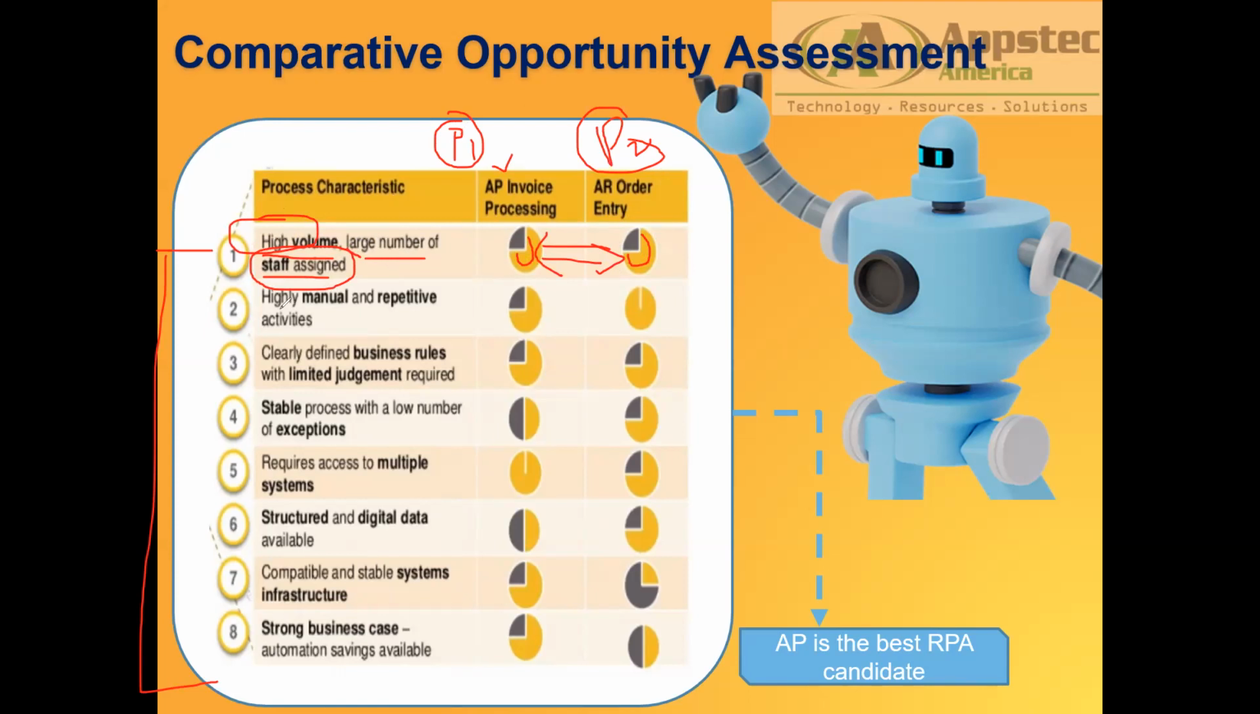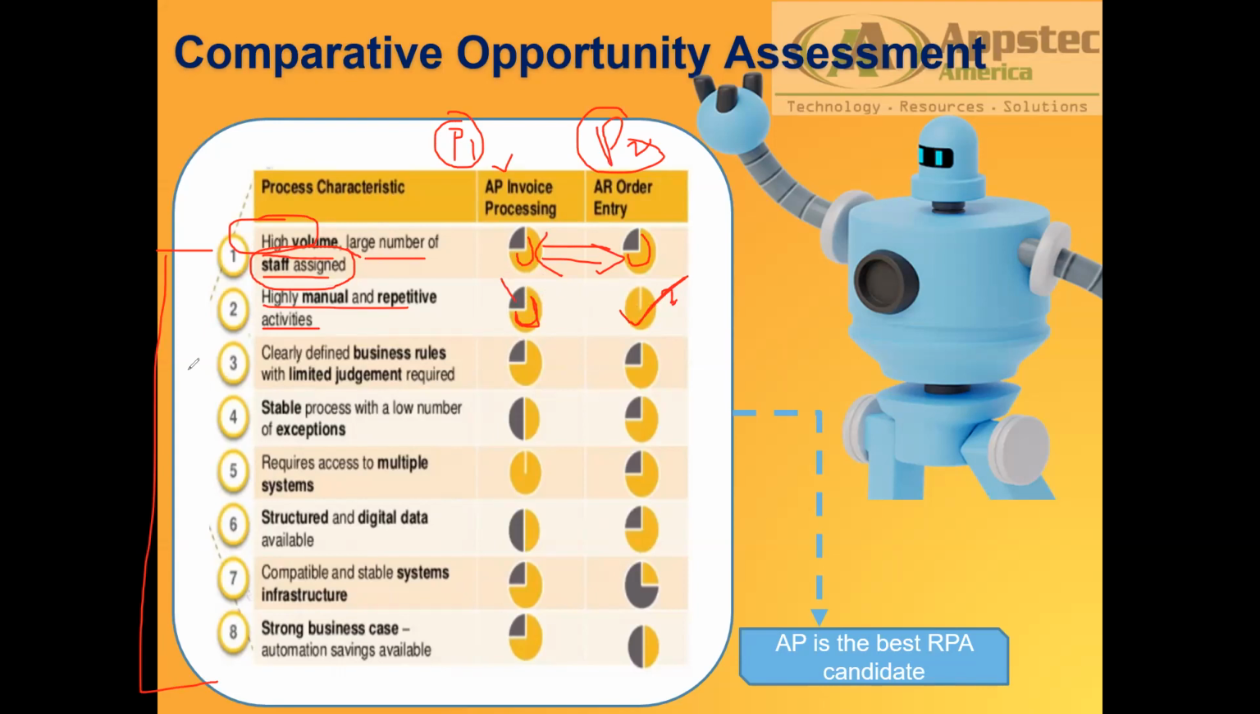Now let's look into the second, highly manual and repetitive activities. It is 70% here, and here it is hardly, let's say, 2%, correct? That means this process is almost completely manual and repetitive, whereas here 70% is manual and repetitive, and this portion is not manual. So this process has a little edge over this one, right?